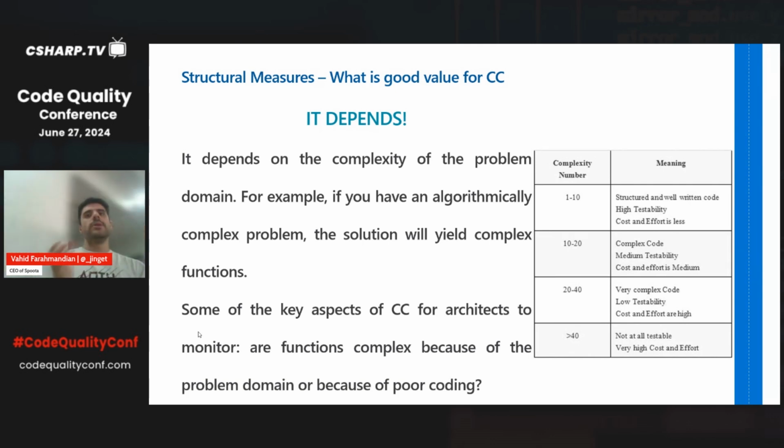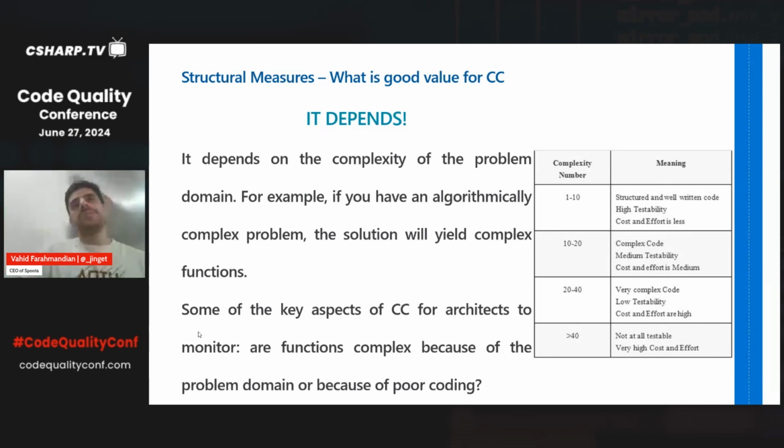But totally, as a rule of thumb, we can say that if the cyclomatic complexity is between 1 and 10, it's good code. The code is well structured and well written. The code is highly testable and the cost and effort are less. It's a rule of thumb. It might be different from one project to another project.